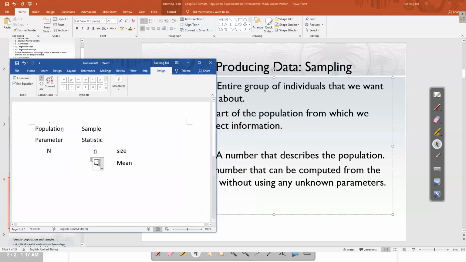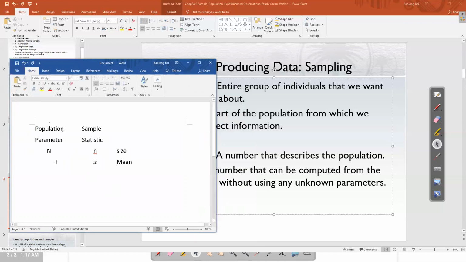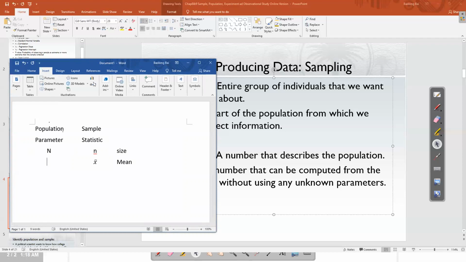So this is X bar. The mean of the sample is X bar. The mean of the population is a different symbol, right? Anyone recall what it is? It's mu, right? So I can find mu here. Mu is a population parameter, X bar is a sample statistic.